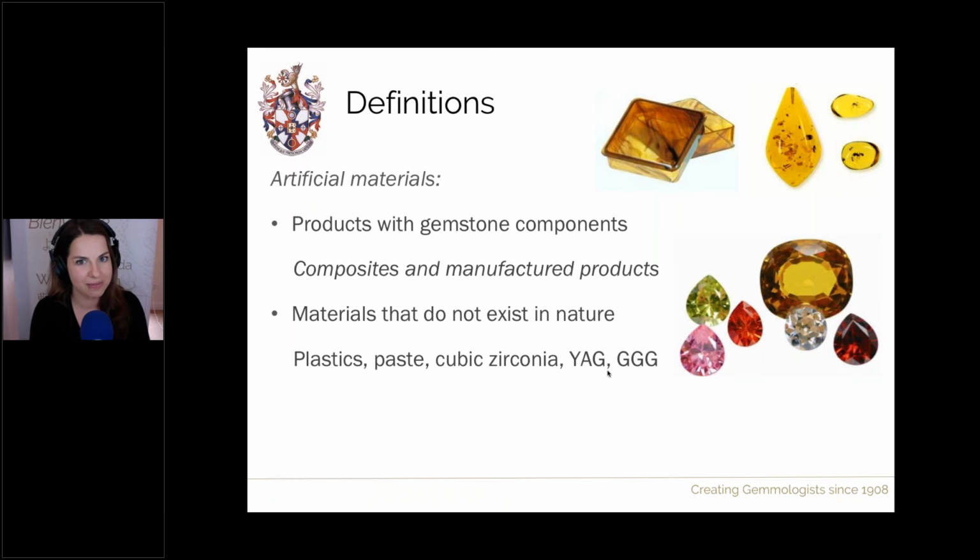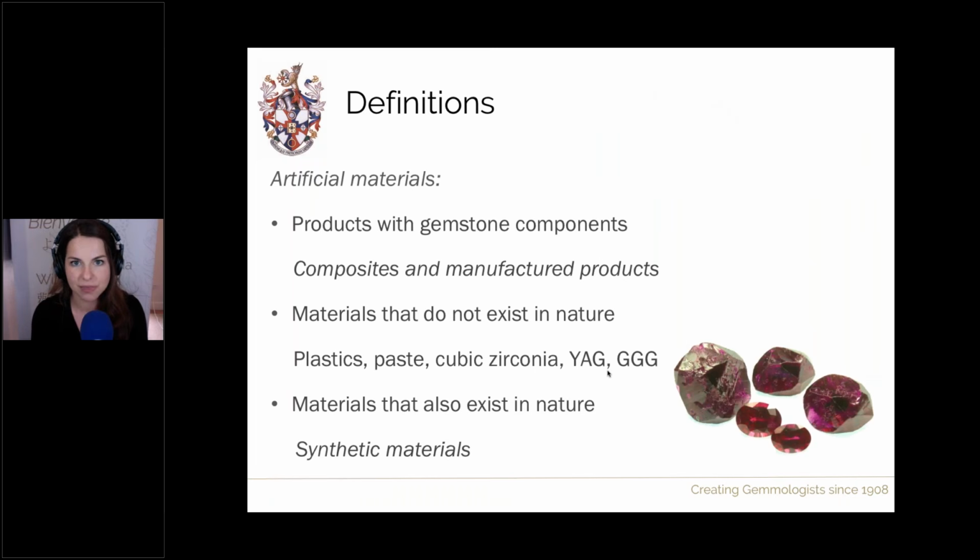But the third type of artificial materials, well, these are the materials that also exist in nature. So these are the synthetic materials, or the laboratory grown materials. Now, identifying a synthetic is where gemology can get a bit tricky, because synthetic materials are the same chemically and physically and visually as those that have formed in nature.